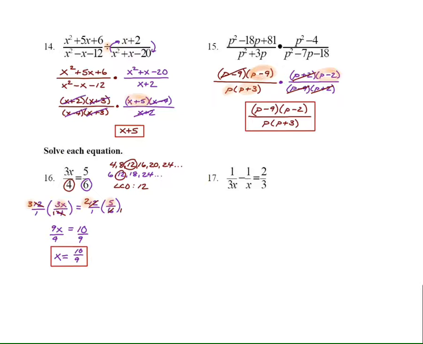And if you wanted to check, if I took 10 over 9 and plugged it in for x, I should get a true equation. Both sides should be equal to each other. That's always a way you can check. So that's the process when it's just numerical denominators.